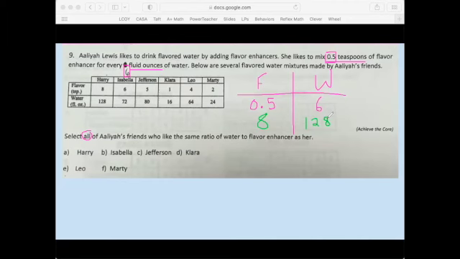ratios equivalent? And the way that I'm going to do that is I'm going to ask myself, to get from half to 8, whatever I multiply or divide, am I doing the same thing to the other quantity? In this case, it's the fluid ounces of water. So half times what gets me 8? So we're going to take a step back and try to remember what we learned in 5th grade about scaling and how that applies to multiplication.